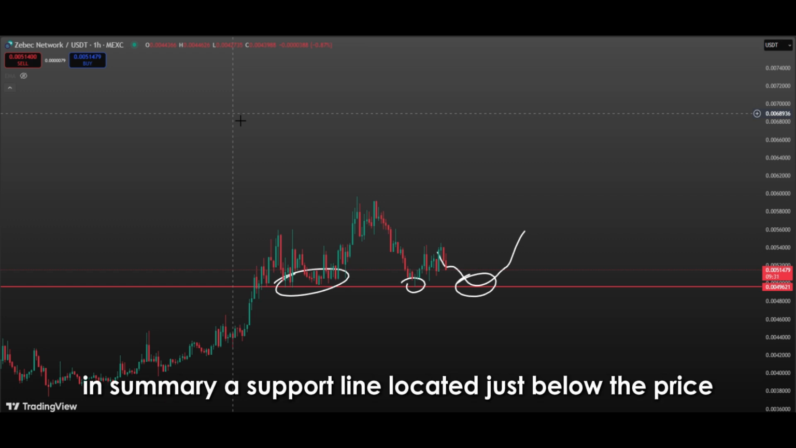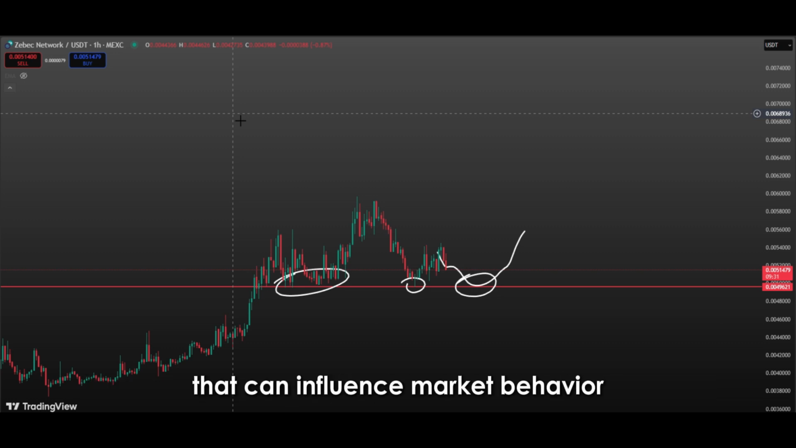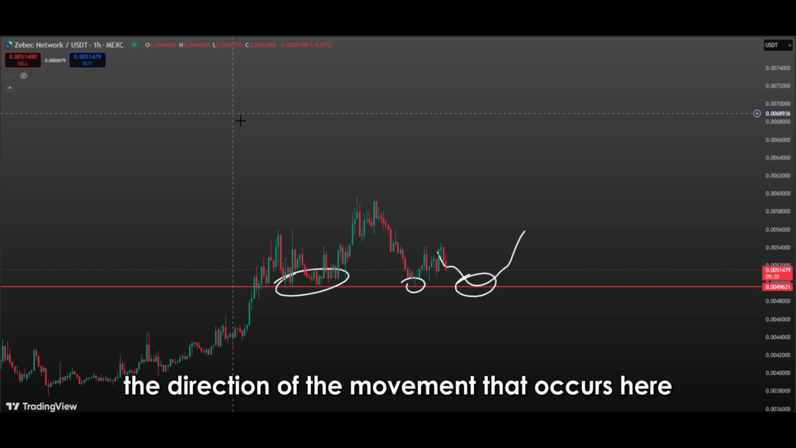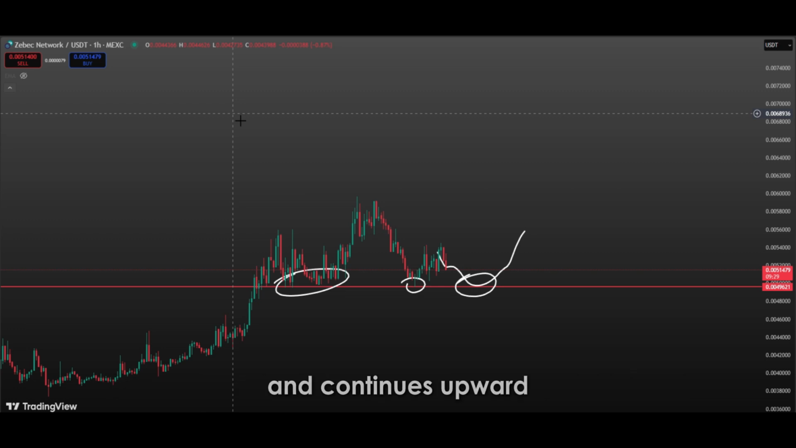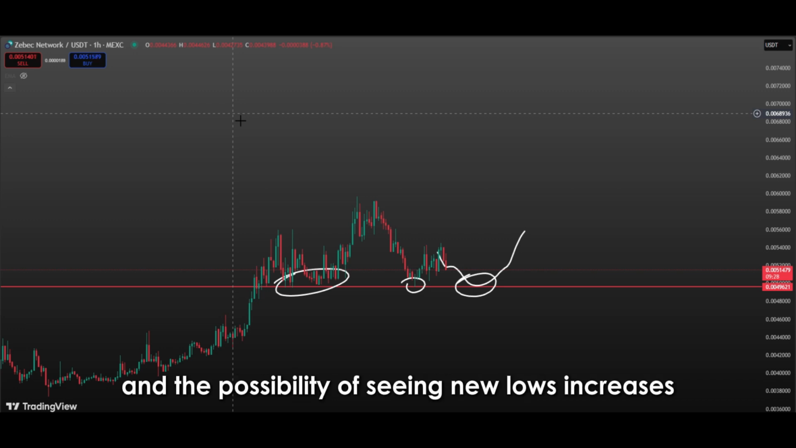In summary, a support line located just below the price is a very important structure that can influence market behavior. When the price approaches this line, the direction of the movement that occurs here is very important. If the price bounces off this level and continues upward, it is a positive signal for investors. But if the support line breaks, the downtrend deepens and the possibility of seeing new lows increases.